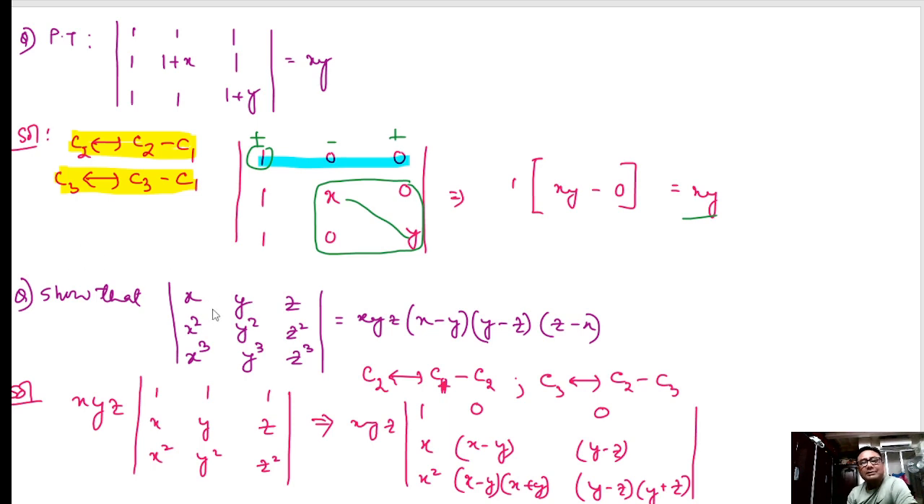Okay friends, next, this is a sum. We have to prove that this is equal to this. So let's see our operations, what we are doing. In C2 we will do C2 minus C1 minus C2. So let's check.